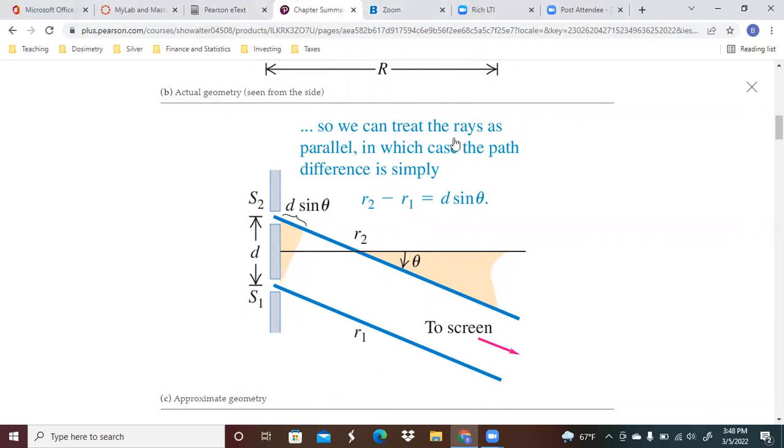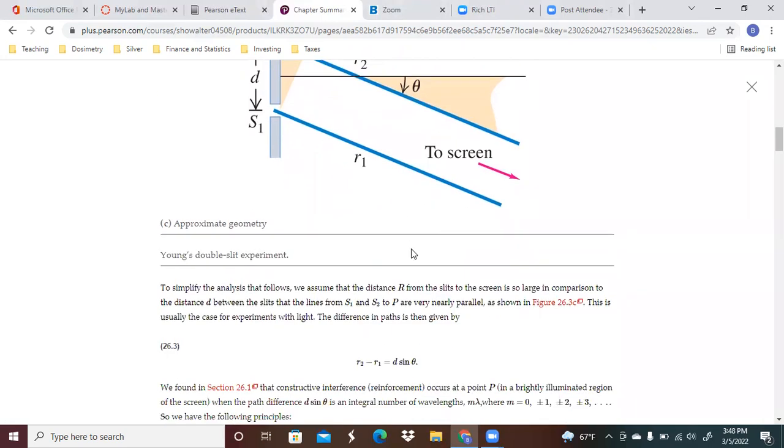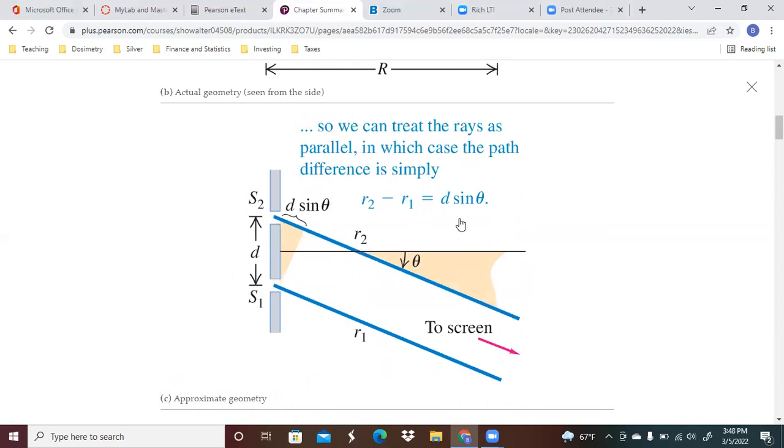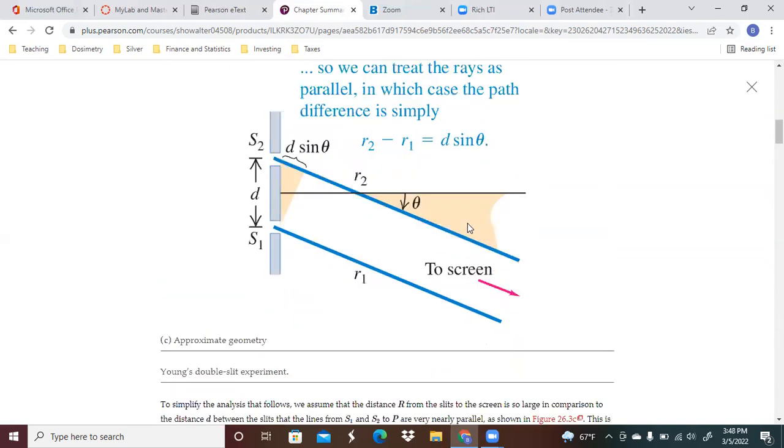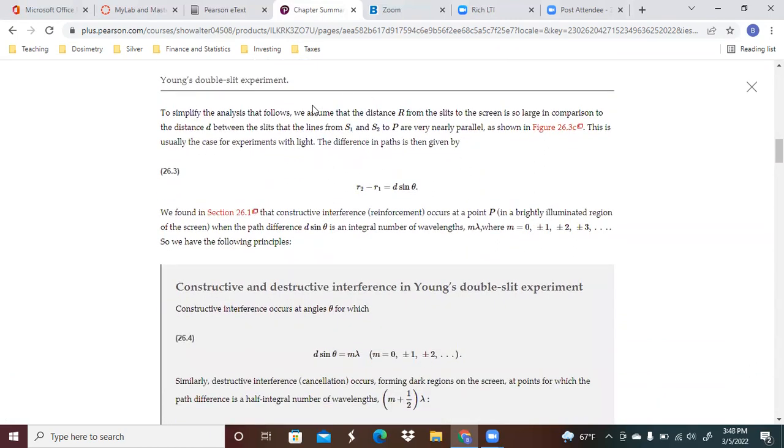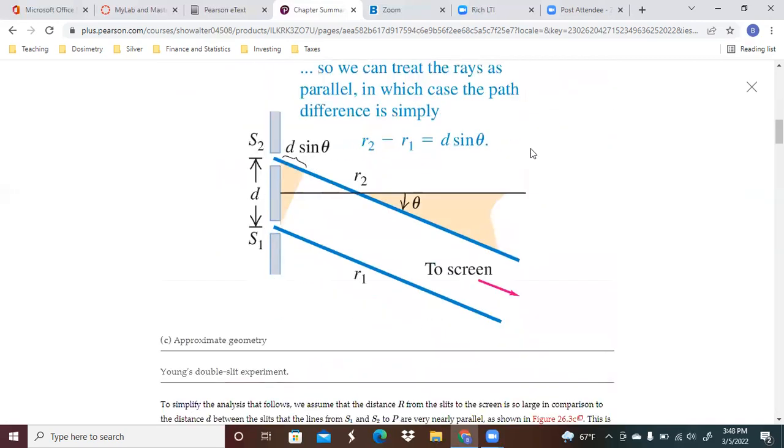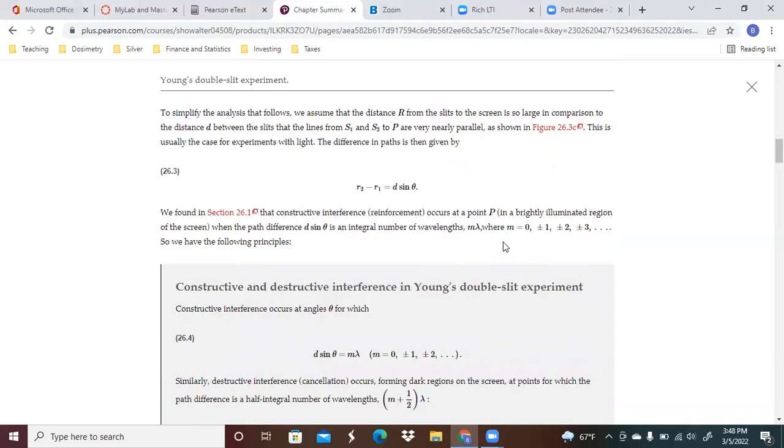The actual geometry here is that we are treating the rays as parallel, in which case the path difference is simply this. We assume that the distance r from the slits to the screen is so large in comparison to the distance d between the slits that the lines from this are very nearly parallel. This is usually the case for experiments with light. So the difference in path lengths is going to be given by this.